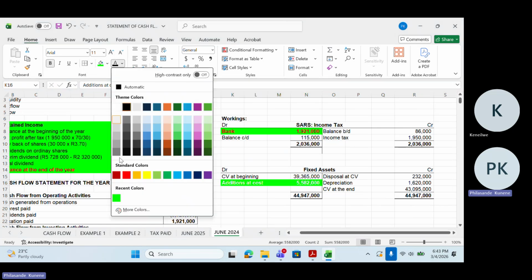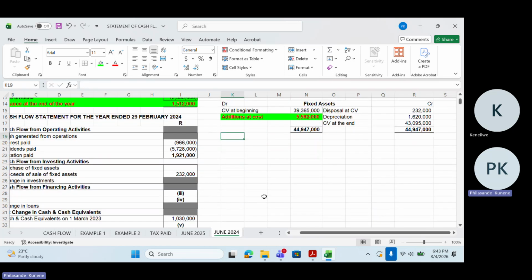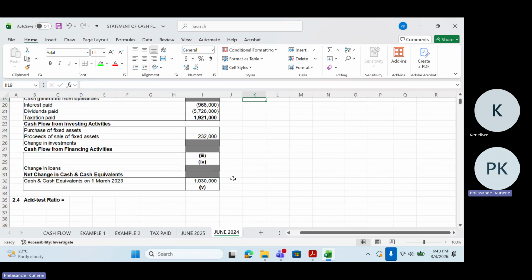5,582,000 rands. Are you happy with this one? Any question? No. Okay, perfect. So this will be our purchase of fixed assets.